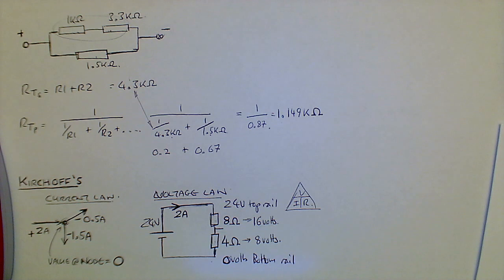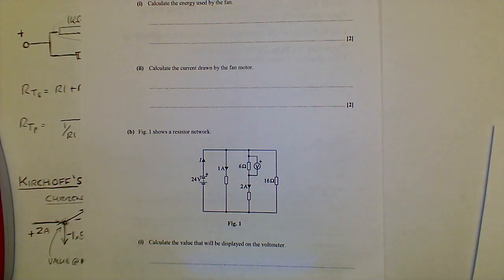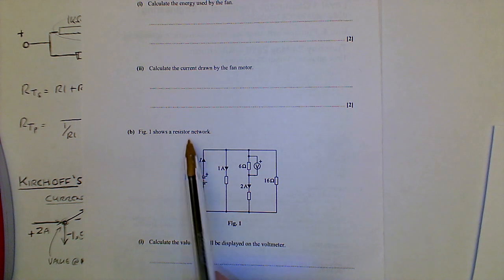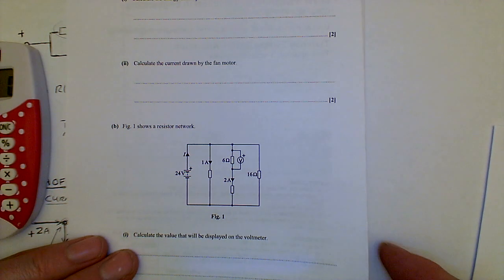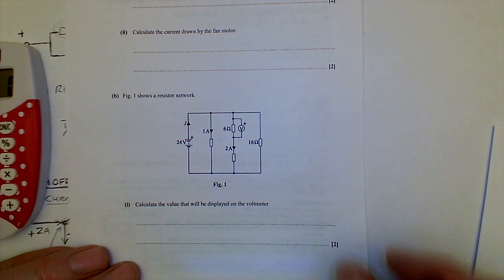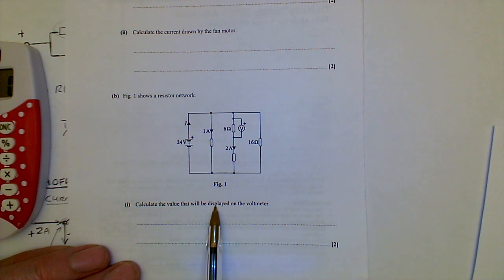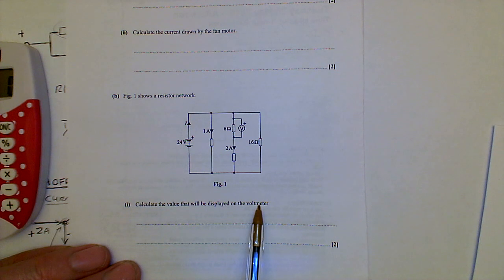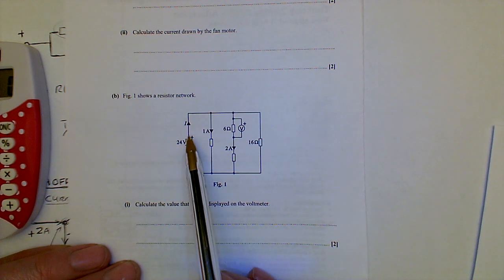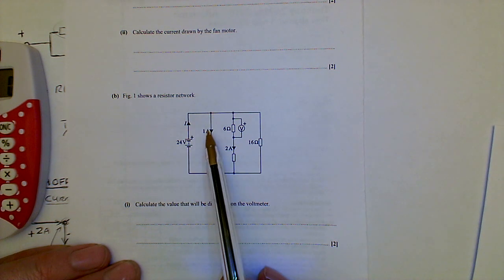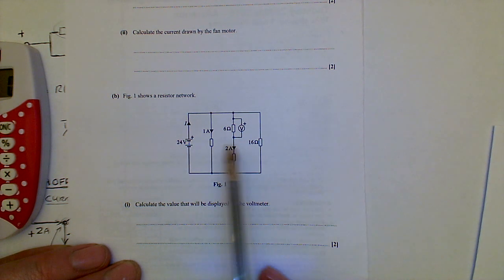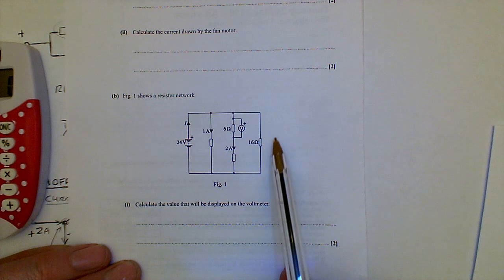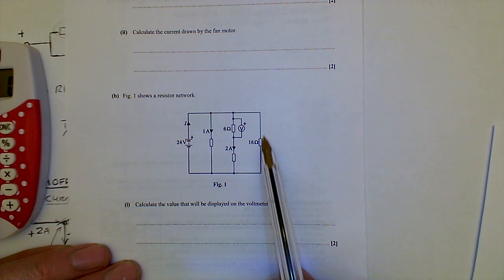I hope that's useful, and again, Ohm's law and Kirchhoff's laws can be used to work out these resistor networks. And what I want you to do is have a think about this. It says calculate the value that will be displayed on the voltmeter. So we've got 24 volts here, we've got 1 amp here, 2 amps here, we've got 24 volts and 16 ohms, so you could work out what the current is on there.